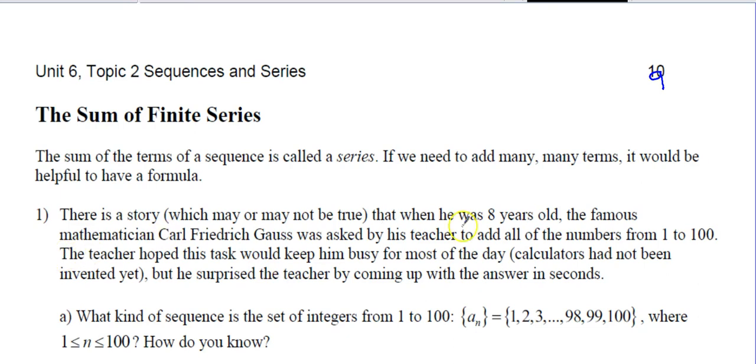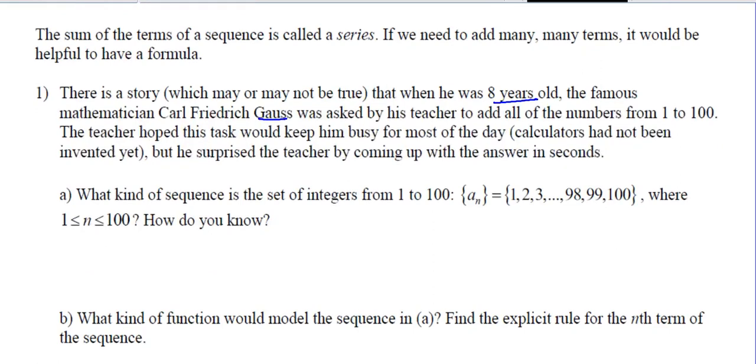There is a little story about an 8-year-old boy, Gauss, who became a very famous mathematician. He came up with an easier way to add numbers. His teacher was very surprised by how he got the answer. Let's say he was given the job of adding the numbers 1 through 100. He was only 8 years old, and it's very interesting how he came up with the idea.